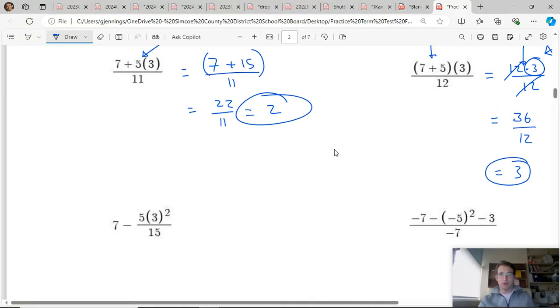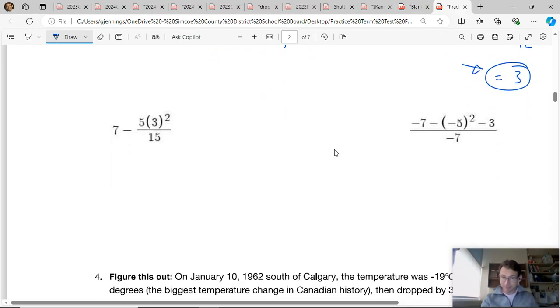So the first answer was 2. The next answer was 3. I wonder what the next answer will be. Okay, oh, we got an exponent. We've got an exponent, everyone, so we have to do the exponentiation first. Well, we look for brackets, but there's nothing to do inside that bracket, so bracket done. So this is equal to 7 minus 5 times 9. Why 9? Oh, right, 3 squared is 9. 3 times 3 is what 3 squared means. So we got 9 there. Do that first. Divided by 15.